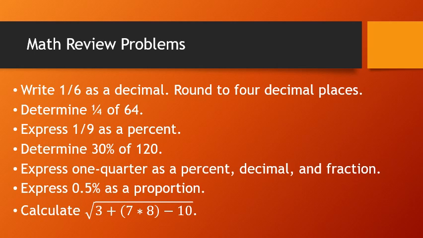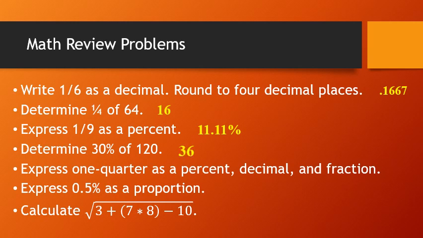So to write 1/6 as a decimal, you should have used your calculator and done 1 divided by 6 to get 0.1667. For problem 2, of means multiply. So in your calculator, you would do 1 divided by 4 times 64 to get 16. For express 1/9 as a percent, you would have first changed it to 1 divided by 9 in your calculator, and then to change it to a percent, you just multiply that decimal by 100.